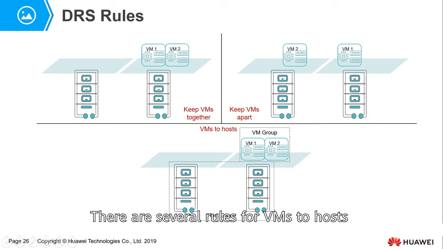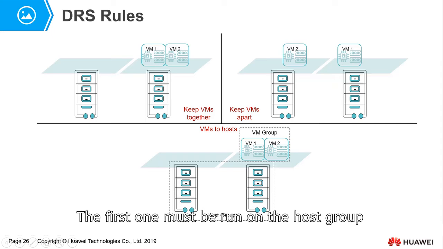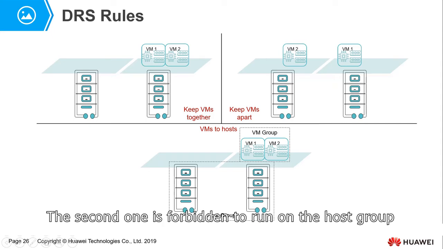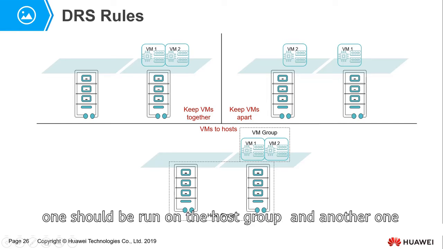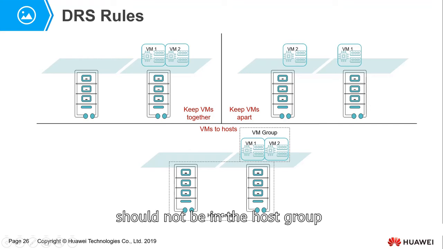There are several rules for VMs to host. The first one is must run on the host group, and the second is forbidden to run on the host group. One should be run on the host group, and another should not be in the host group.